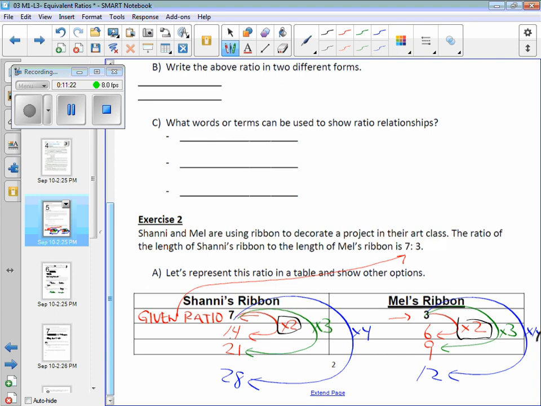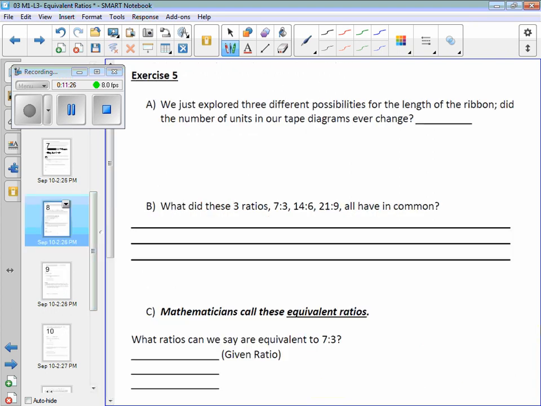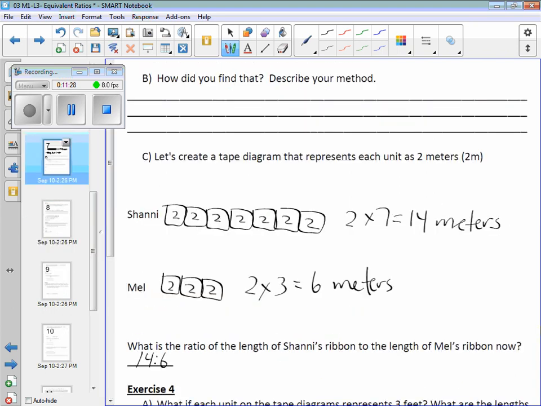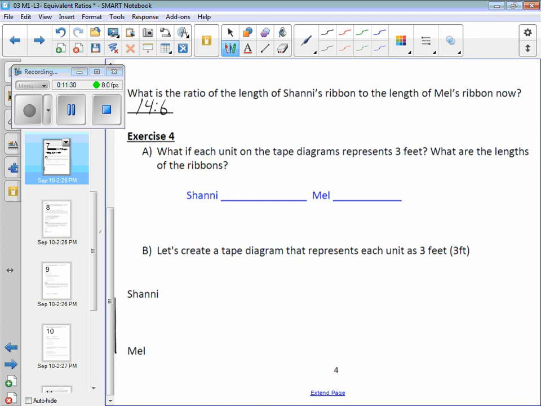That being said, see if you can, on your own, do exercise 4. Now we're going to give the value. Each unit is 3 feet. Make the equivalent ratio, but then you got to prove it using the tape diagram. And I'll walk around the room, and if you get it right, I'll have you come up and do it on the board.